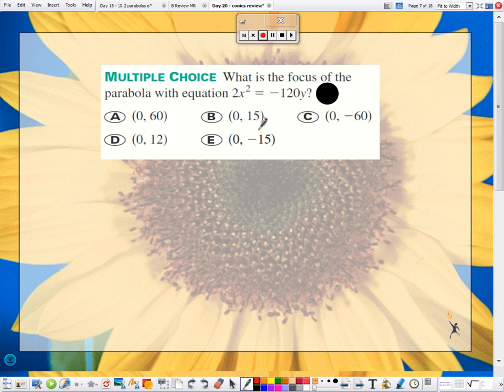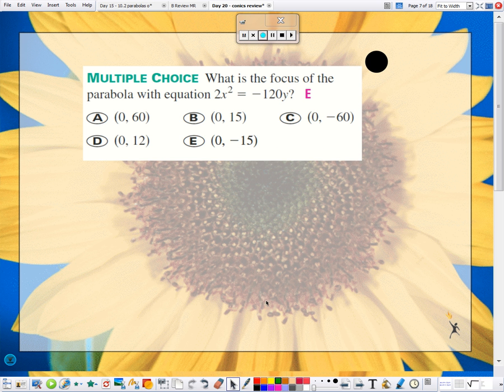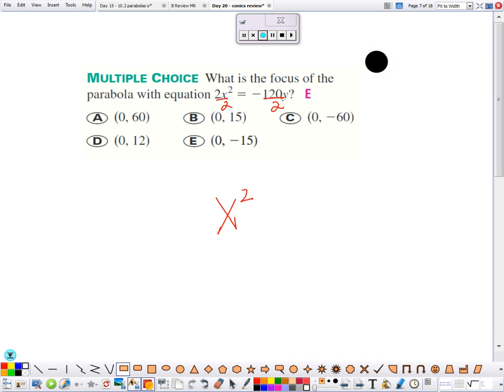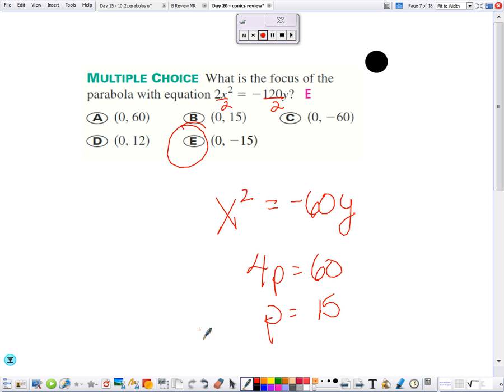Okay, so for this one, try it. Oh, here's your answer, E. The coefficient is only on the non-squared, so I'm going to divide both sides by 2. x squared equals -60y. So 4p is 60, which means p is 15. And since it's negative, we go down to get to the focus.